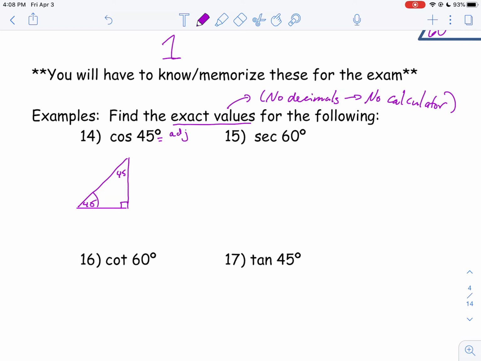I know cosine is adjacent over hypotenuse. I know this is the adjacent side here. I know this is the hypotenuse. But I don't know what the adjacent side is. I don't know what the hypotenuse is. Here's the trick. You get to pick. Remember in the last video, I talked about how the ratio is going to be the same regardless of how big or how small the triangle is. So we decide which sides to use.